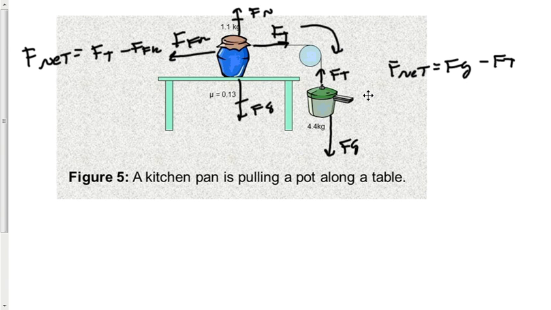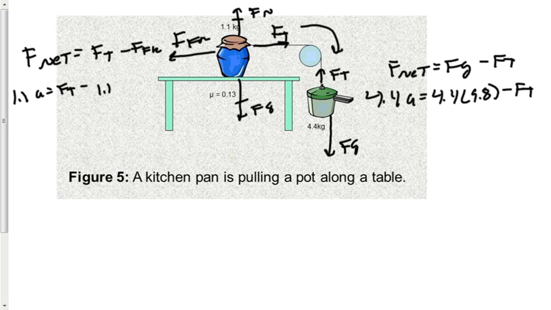So our job now is just to plug in numbers for this. We have a 4.4 kilogram mass here. So we'll say 4.4 times A equals 4.4 times 9.8 minus force tension. Over here we have 1.1 A equals force tension minus 1.1 times 9.8, and of course multiplied by 0.13, which is the mu value.